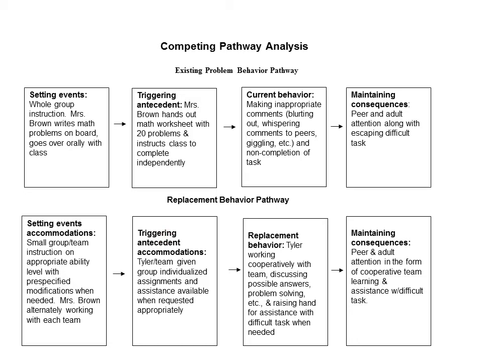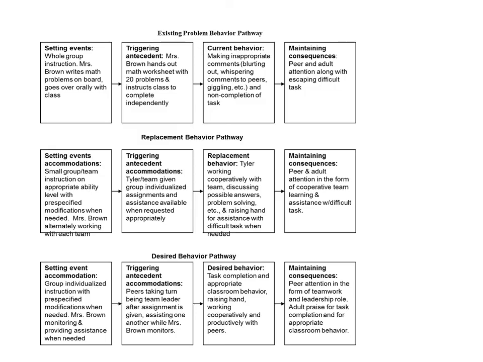So in addition to the replacement behavior, we also do a competing pathway of a desired behavior. The desired behavior is what we would ultimately like the student to be able to do. And in this case, it's complete tasks, work cooperatively, raise his hand and ask for help when he needs it. And the maintaining consequences are a little bit different from the replacement behavior and problem behavior, but probably more delayed. We'd like for him to be able to work for more extended periods of time and then get praise and feedback for it.